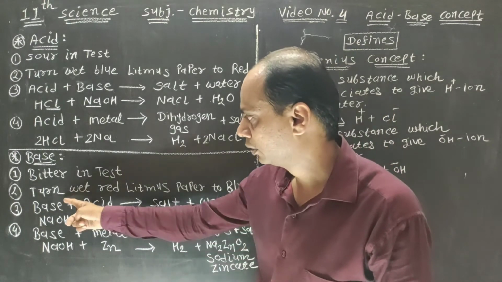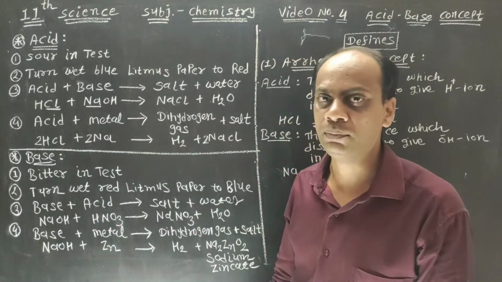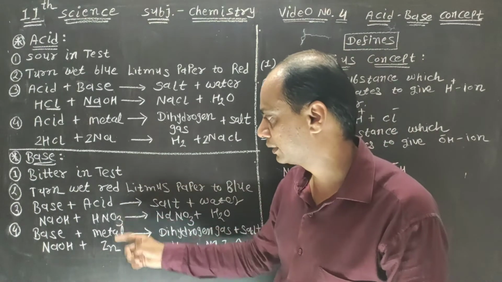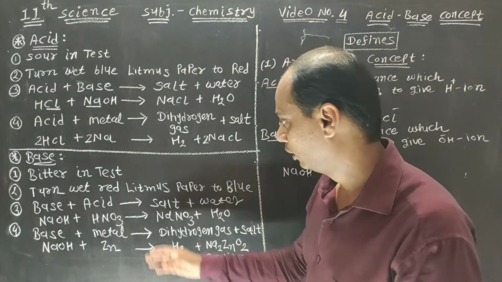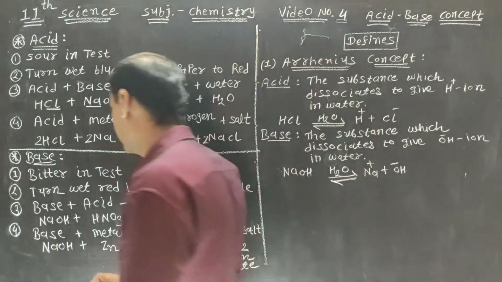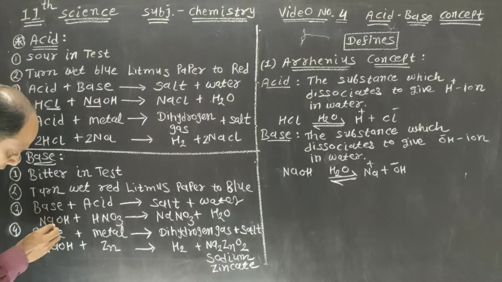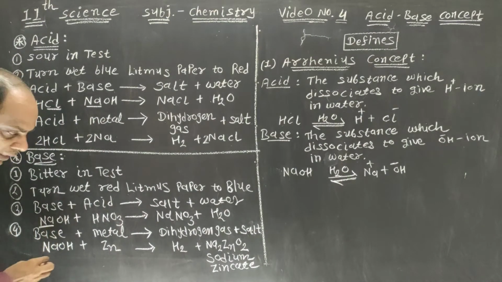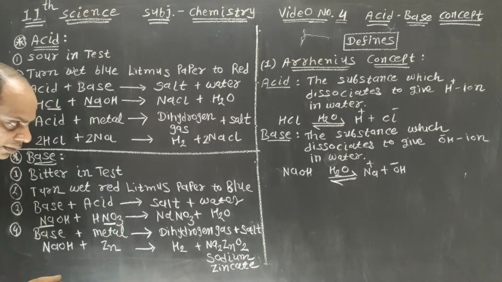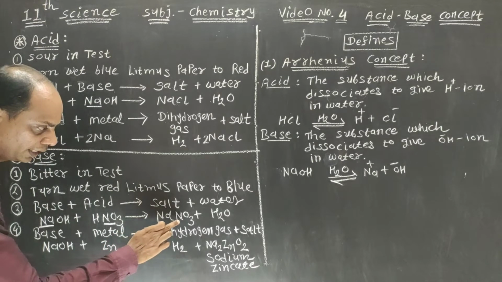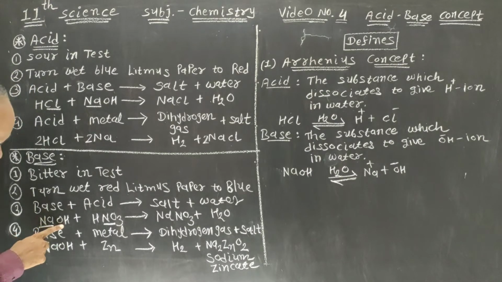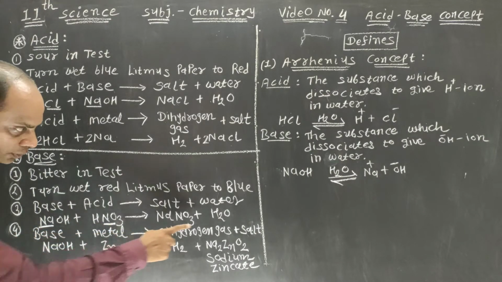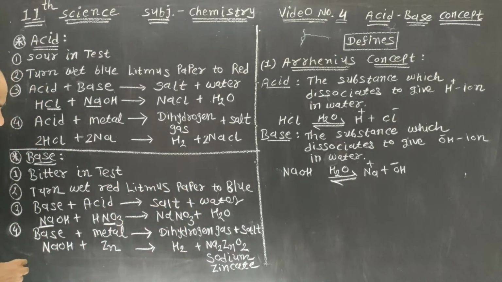Here is the example. Base NaOH, name is sodium hydroxide. Acid HNO3, name is nitric acid. When both of these react with each other, from base we get sodium Na. From here we get nitrate. It gives us NaNO3, sodium nitrate, and OH and H produce water, H2O.